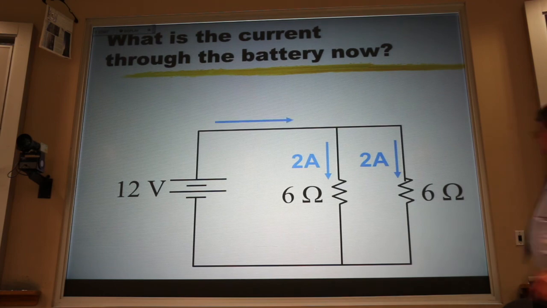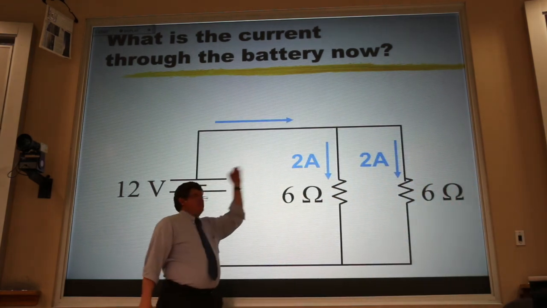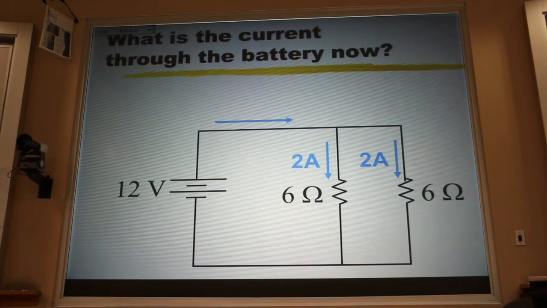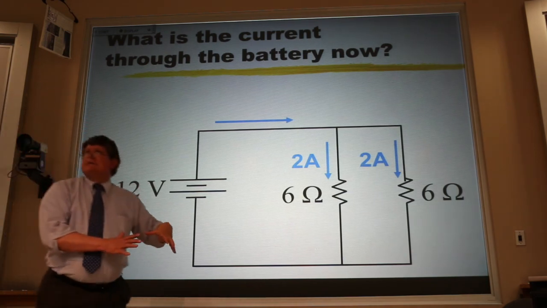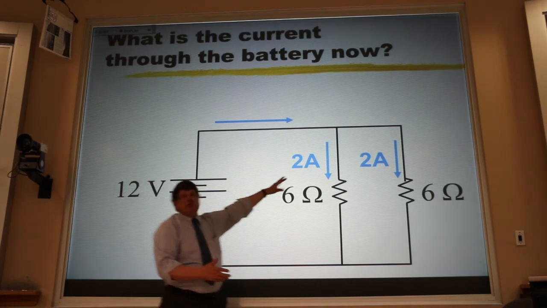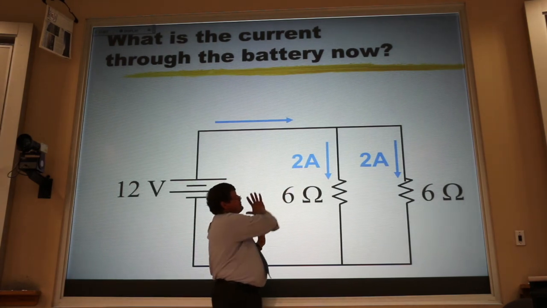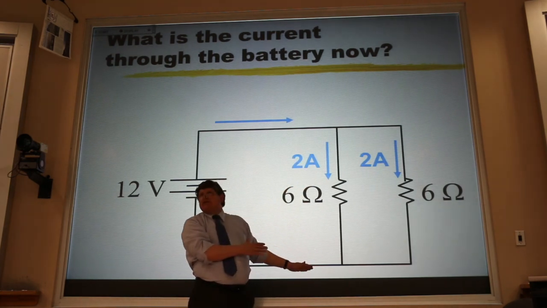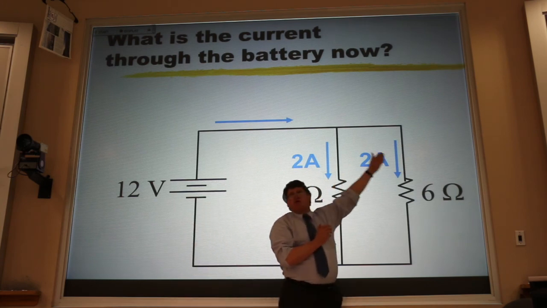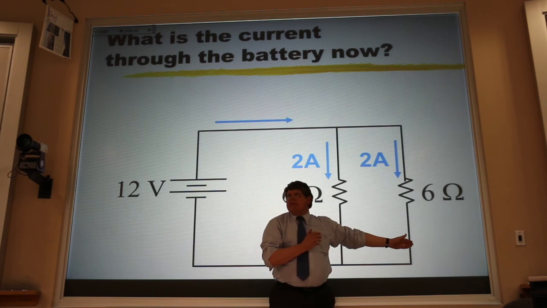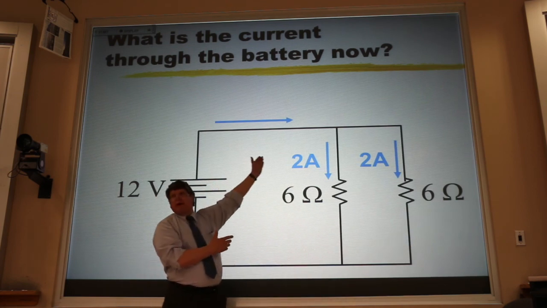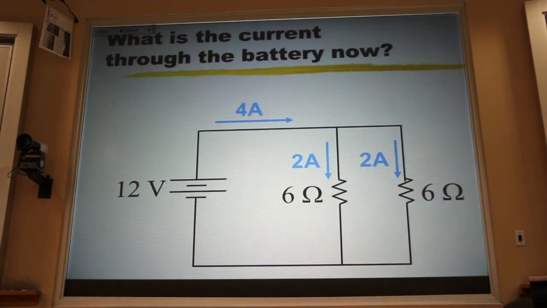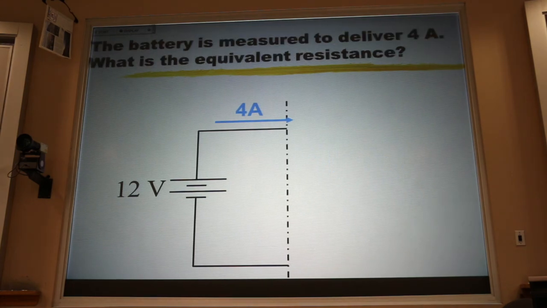Now, the question is, what do I got to bring in if I'm going to split it for 2 and 2? Now, instead of amps, that's kind of abstract. Let's think of it in terms of something that flows. Blueberry juice. It's blue, okay? Let's suppose that I'm delivering 2 quarts of blueberry juice every hour down this path. And I'm also delivering 2 quarts of blueberry juice every hour down this path. How many quarts of blueberry juice do I have to bring to the junction every hour? Four.